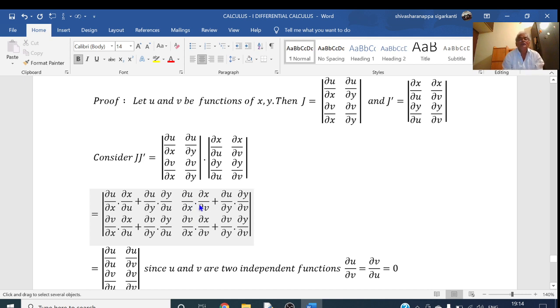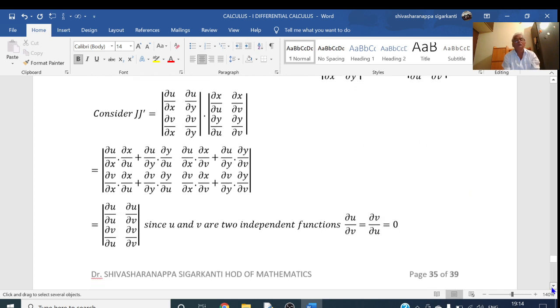∂x/∂v ∂u/∂x + ∂y/∂v ∂u/∂y. u is a function of x and y, and we are differentiating u partially with respect to v. So this is nothing but ∂u/∂v. Similarly, coming to this term, this is the differentiation of v partially with respect to u. This term is ∂v/∂u.